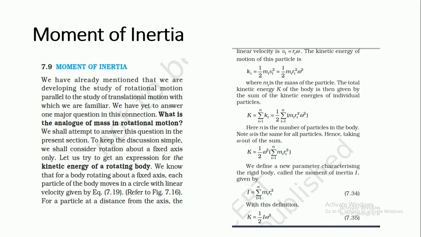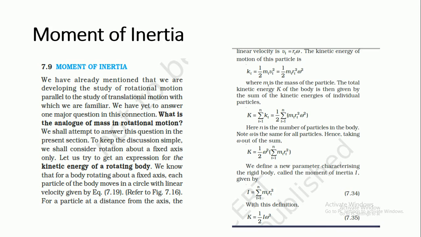So basically, what we are doing in this chapter, we are finding the physical quantities which are analogs in translational motion. Like what we have discussed, torque, that is the analog of force. Angular velocity, analog of velocity, right? Now next our question is, what is the analog of mass in rotational motion?